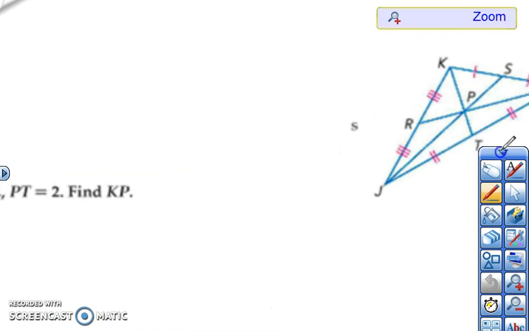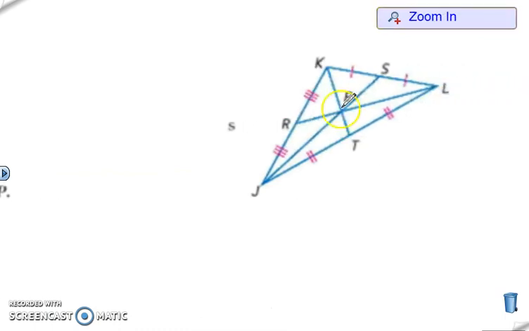Alright, so another one. We notice that we have a centroid because all of the side lengths are marked as bisected. We know that the length from P to T is 2. And they want us to find the distance from K to P. Well, this one's even quicker than the last one, because we know if we're staring at a median, at a centroid, that the large section of the line is twice as big as the small one.